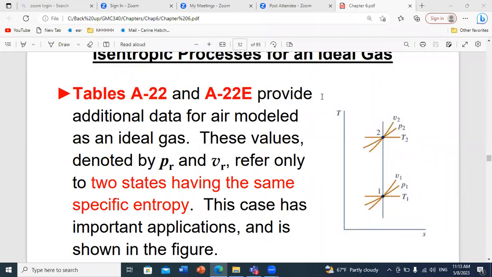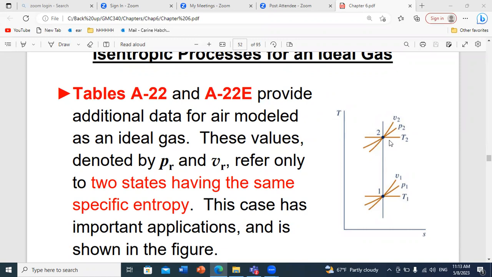Okay, so now we'll see isentropic processes are characterized by several equations that will allow us to easily solve the problems where we have isentropic processes. So first, whenever you have the case of an isentropic process for air, you can use reference values of pressure and specific volume to determine, let's say, the unknown of state 2. What do we mean by this?